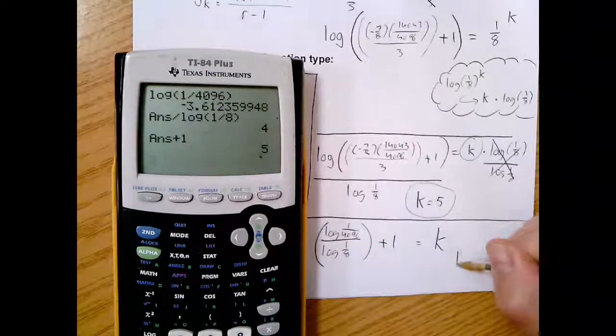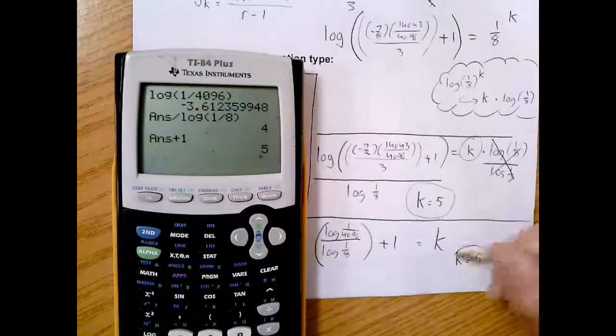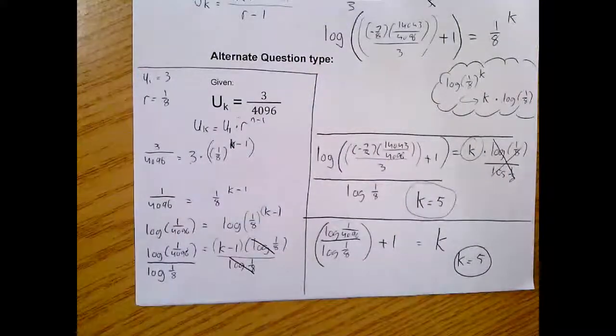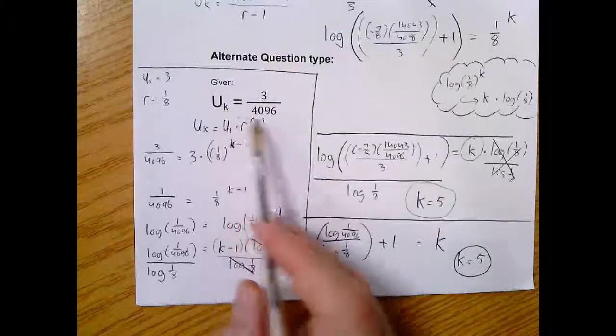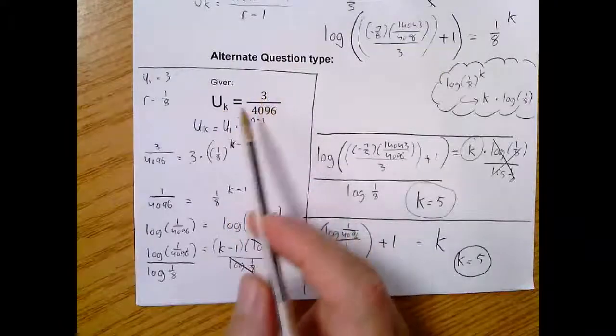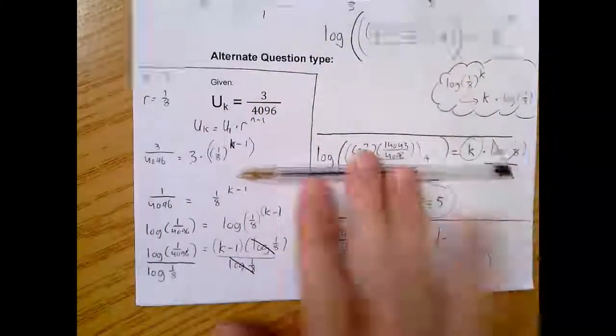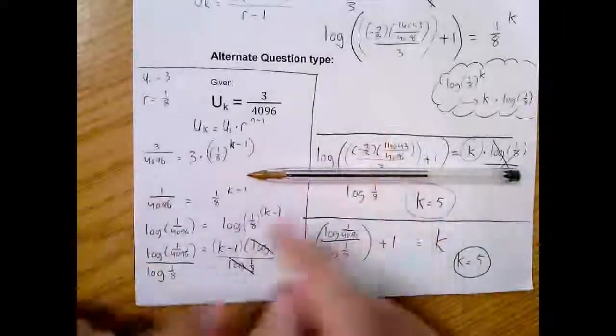You know that k is 5. And what that's telling you is that the fifth term in the sequence is 3 over 4,096, and that's it. You are done. Good job.